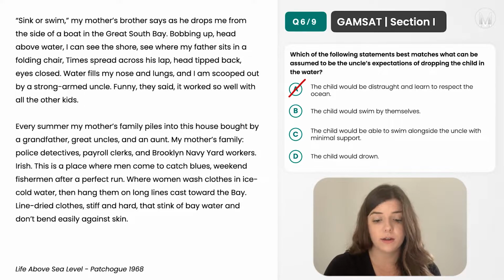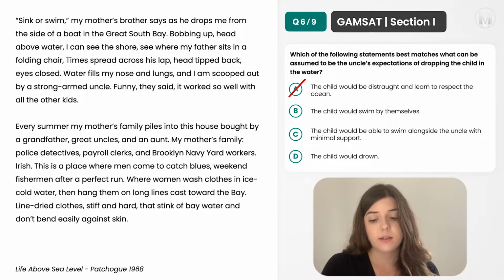Option B, the child would swim by themselves. So as we said, between the text, so the quote from the uncle, and the actual actions, and the fact that it worked for the other kids, we get the sense that he was actually attempting to teach the nephew to swim. So option B is quite likely.